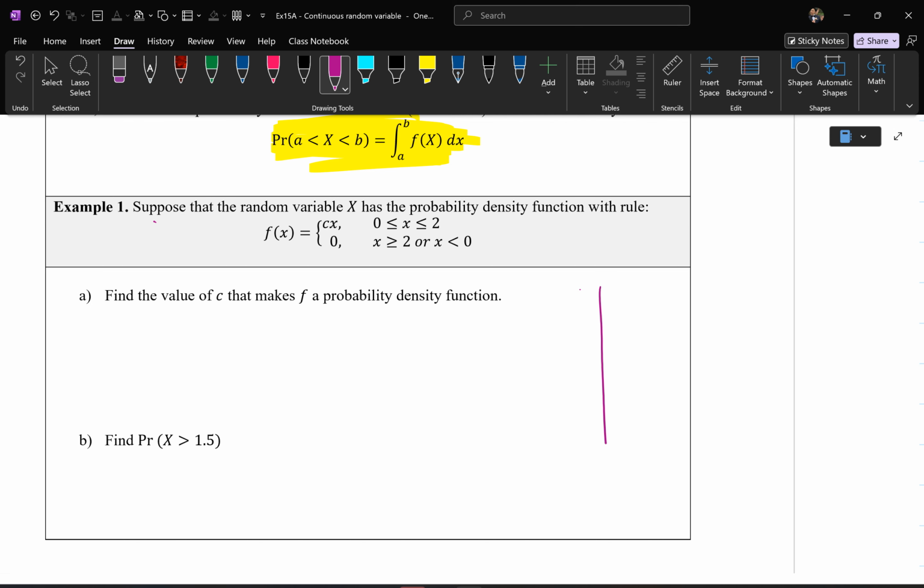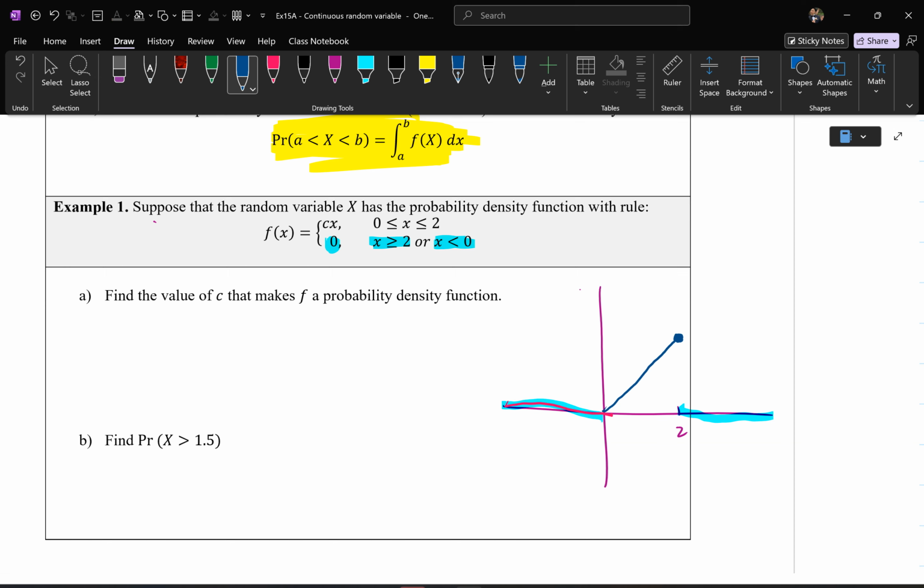Now, if you visualize this, it's 0 when x is greater than or equal to 2, and when it's less than 0. So that means less than 0 here, the probability is going to be 0. When it's greater than or equal to 2, it's also 0. So you're only sketching cx. c must be the gradient. The y-intercept is clearly 0. So I've got a graph that kind of looks like this. And it should stop at 2.